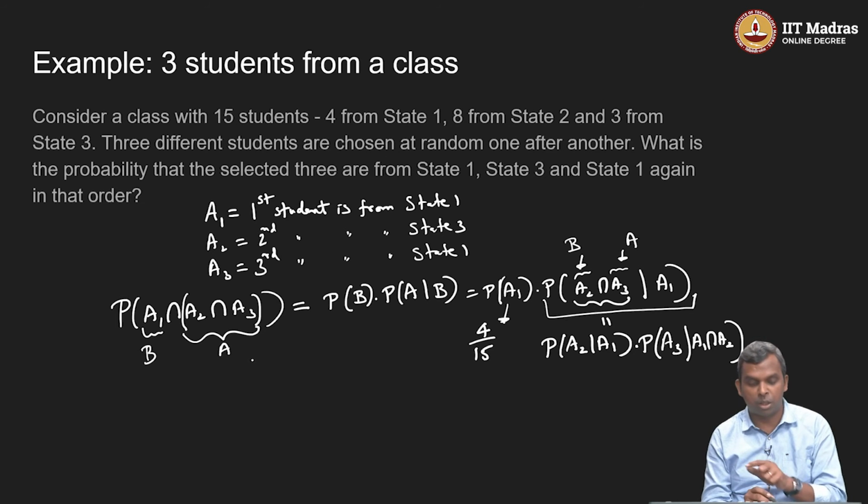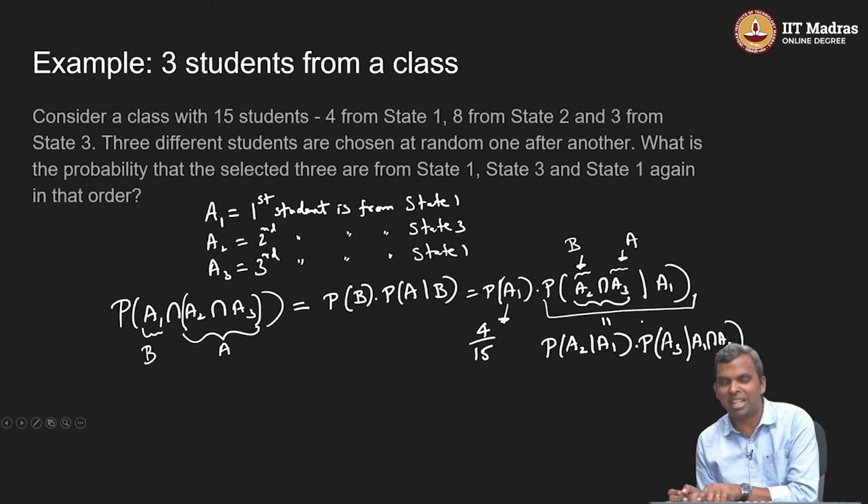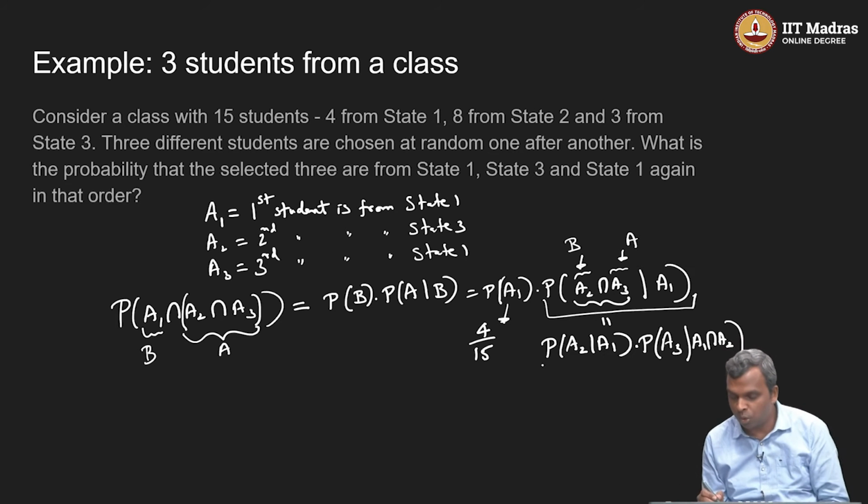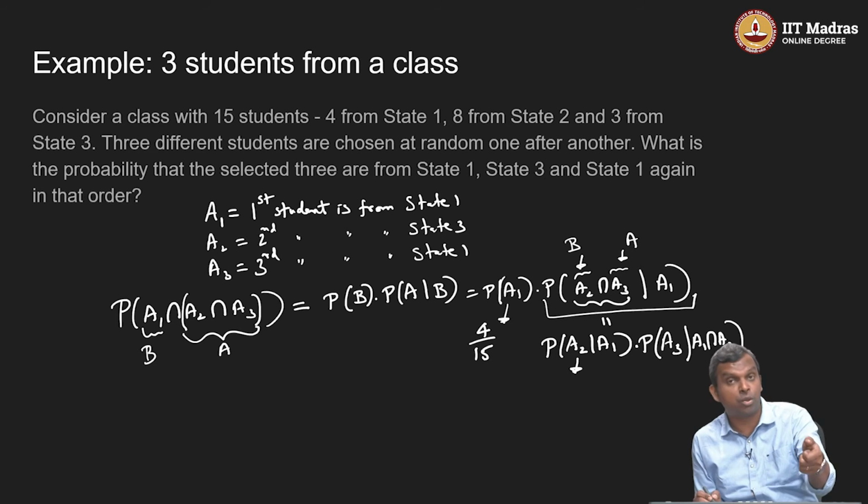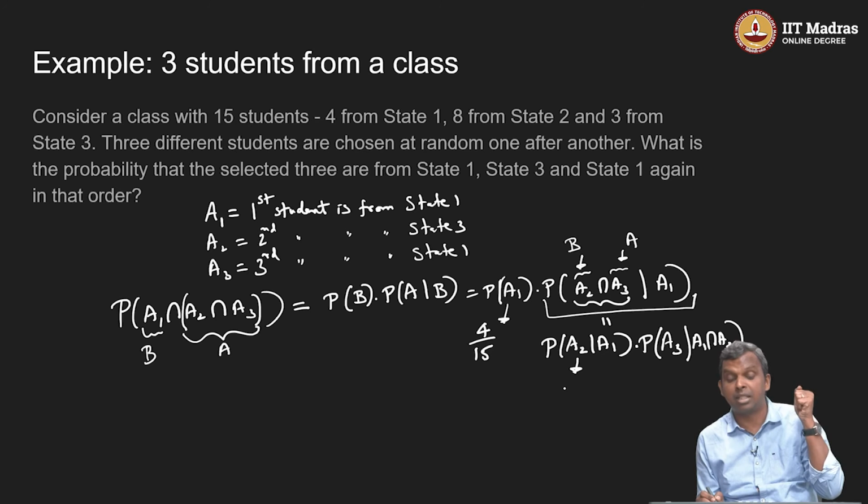Look at the divide and conquer approach. I can do P of A1, times A2 intersect A3 given A1, and then this A2 intersect A3 is further conditioned. And how easy it is to do. Notice how easy it is to do this problem. What is A2 given A1? A1 has already occurred, which means what? The first student has been chosen, and that person is from state 1.